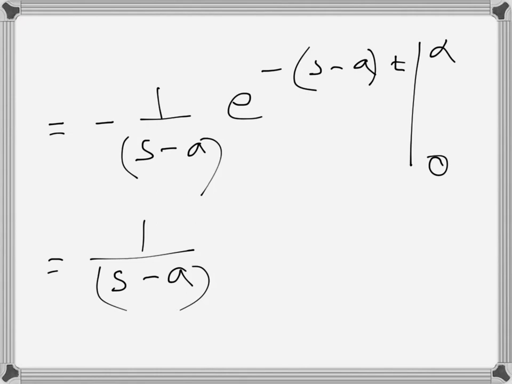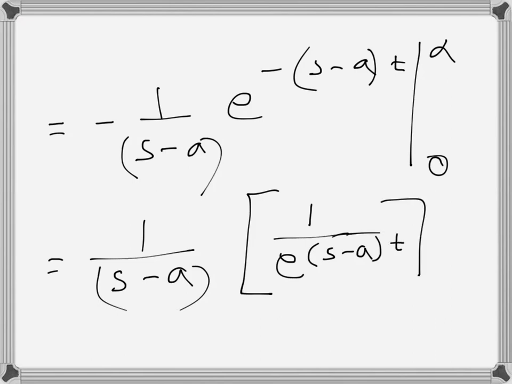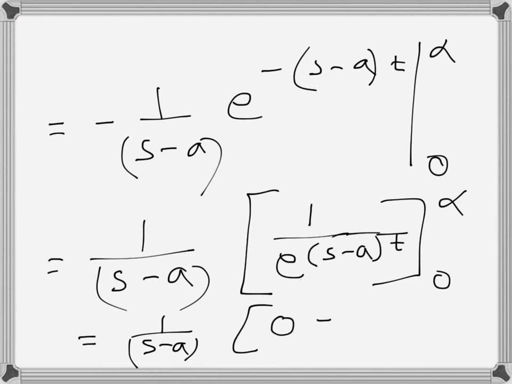Now this is 1 over minus (s minus a). Let's write a bracket here. Once we plug in the limits, infinity and 0, e to the power minus (s minus a)t: when t is infinity, this term becomes 0, and when t is 0, this becomes negative 1. There's a negative here, and a negative here. So this becomes 1 over s minus a.